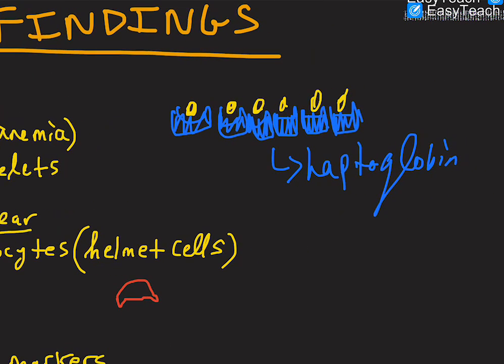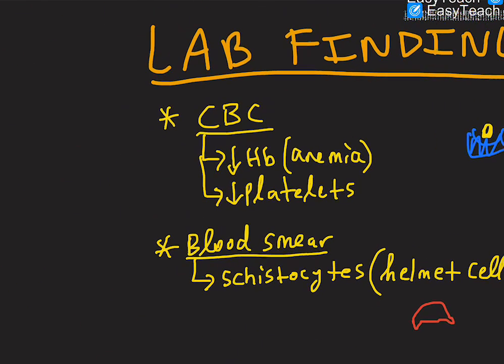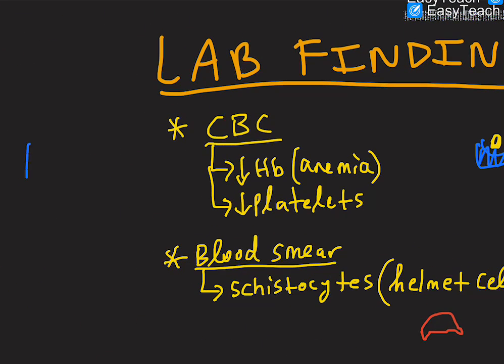So again, we're going to have haptoglobin that's going to bind all the free hemoglobin and go to the liver, and the liver can clear it. And then the rest of the free hemoglobin, remember, can go to your kidneys and then you can pee it out. So you can see things like hemoglobinuria.